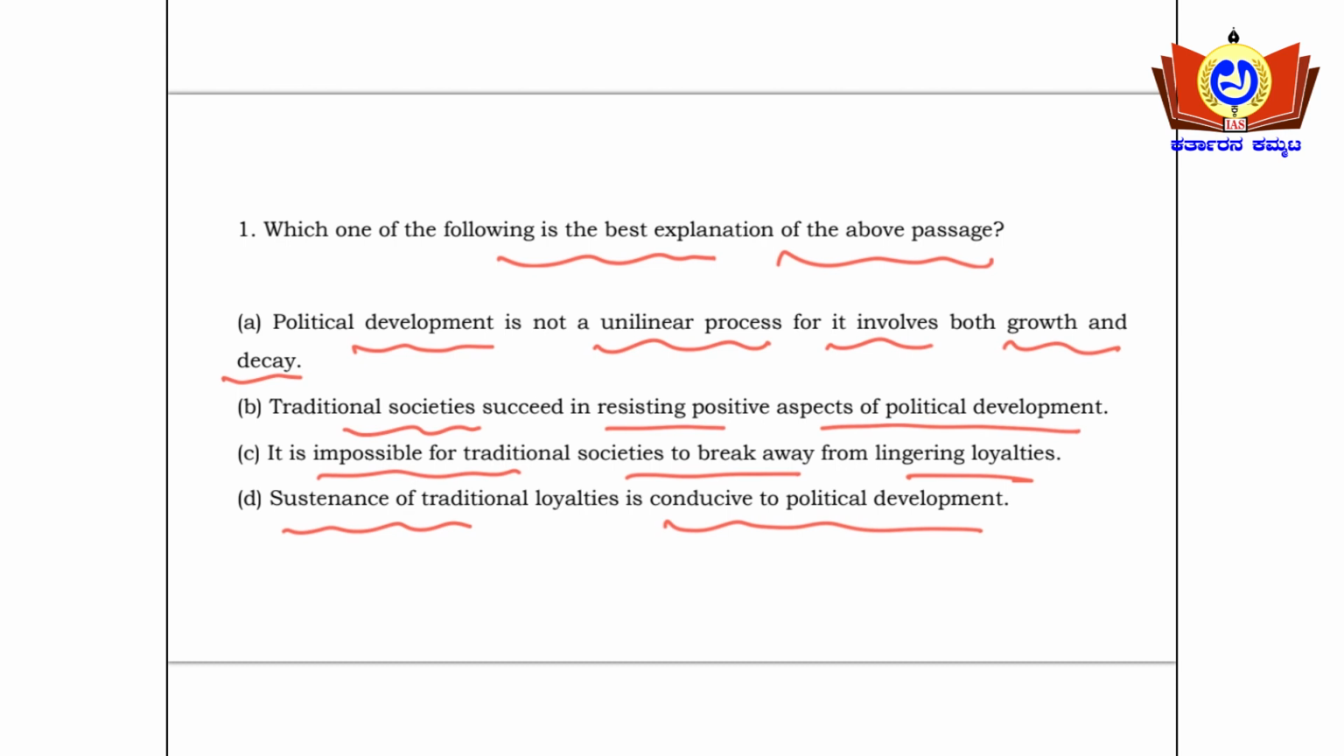We will examine the statements here. Political development is not a unilinear process, because it involves various classes and tribes. This is correct, for it involves both growth and decay. There is a disruption happening, identification with the old as well as the new group is happening, a new group is arising, and the cycle continues. Hence, political development is not a unilinear process, for it involves both growth and decay. This is the most appropriate option amongst the other options, guys.